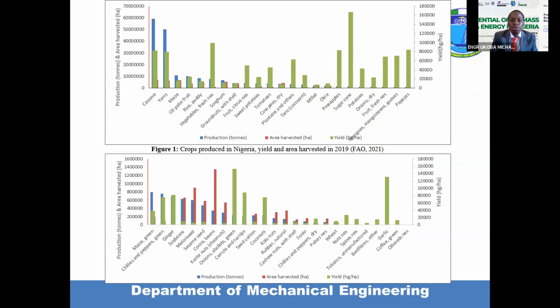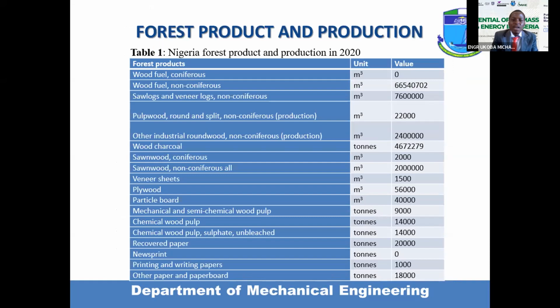Figure 1 shows the crop production in Nigeria, the yield and the area harvested in the year 2019. The crop production, as it's graduated, is highest for cassava, yam, maize, oil palm fruit, rice, and so on, and goes down. The second figure at the bottom shows the ones that have low production, as the case may be. Here we have the forest products and production as at 2020.